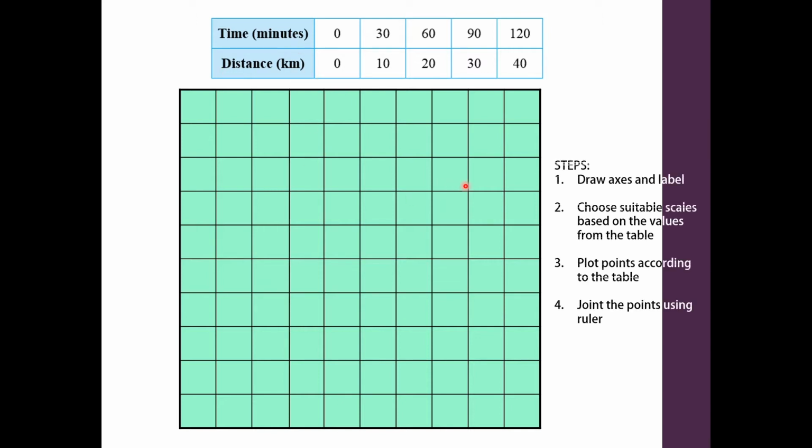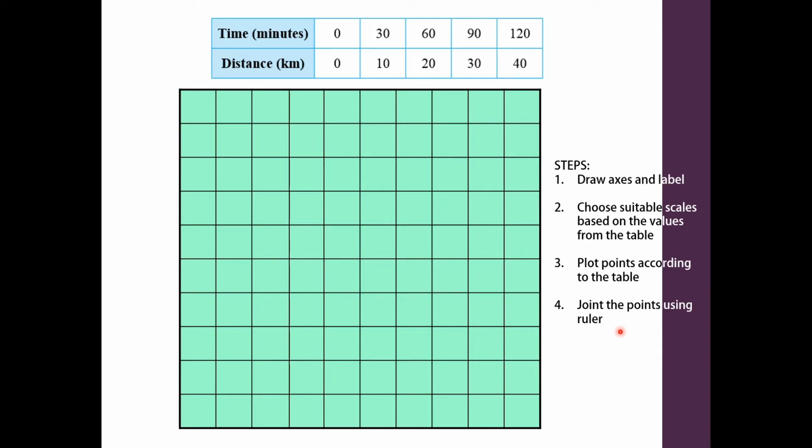In drawing graph, there are 4 important steps. First, we have to draw axes and label the axes, based on the data given. Then we have to choose suitable scales based on the values from the given table. From the values here you can see the difference between the time is 30 minutes each, and the difference between the distance is 10 km each. From the given values we choose suitable scales, and then as usual we plot the points and join the points using a ruler if it is a straight line. If not, then we just draw by hand. So let's start the first step, which is drawing axes and labels.